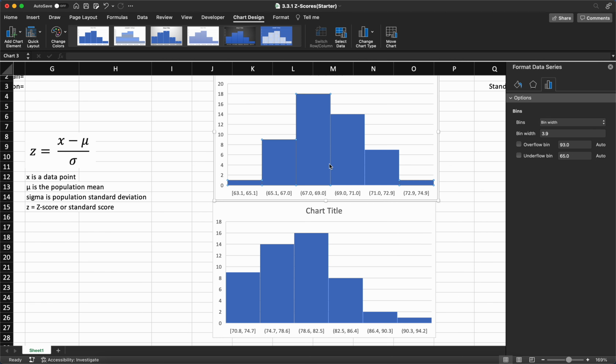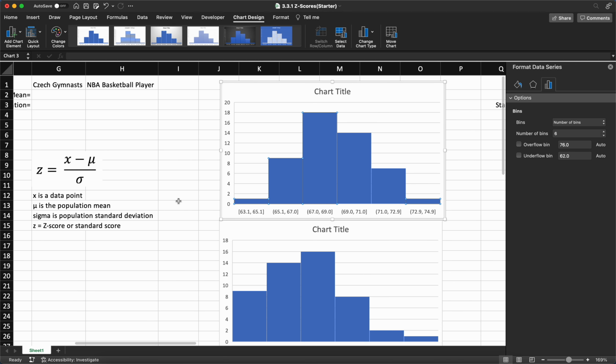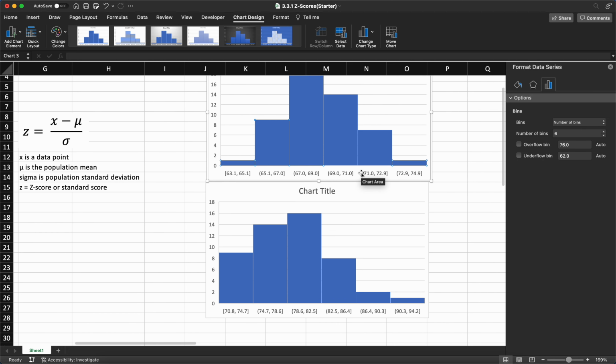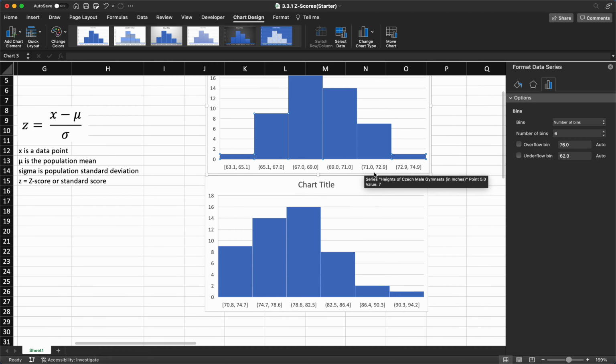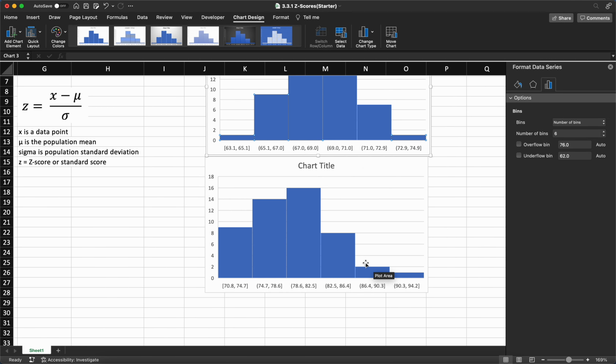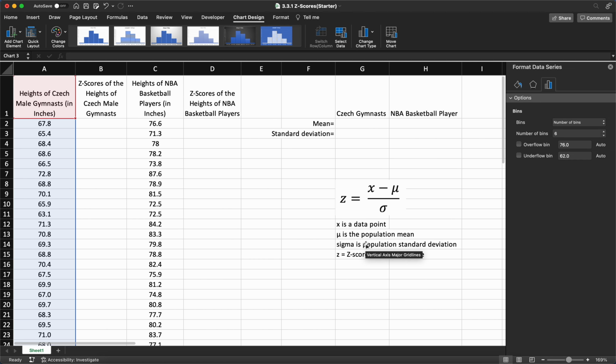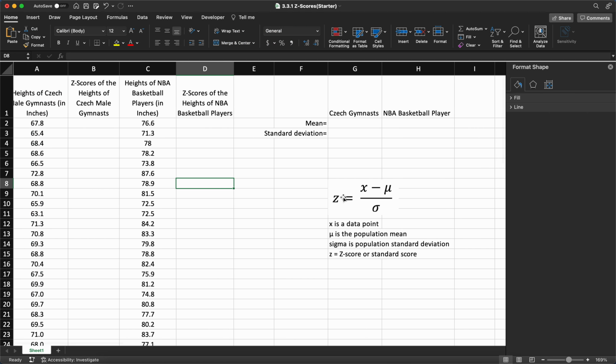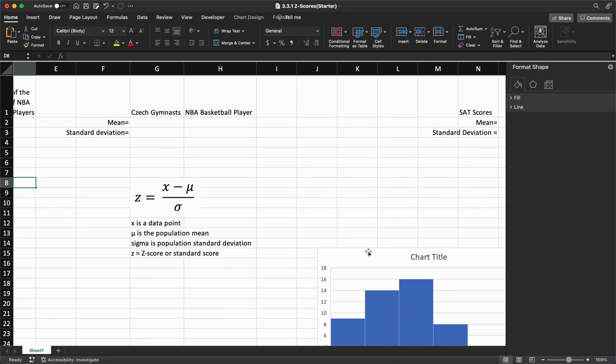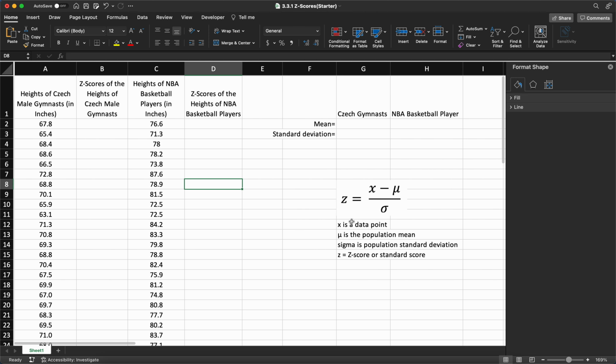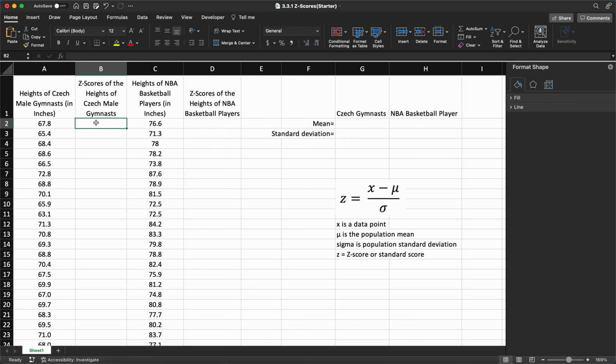All right. Looking at these data, it's hard to compare. Is the 71-inch Czech gymnast tall? He's taller than most of the other Czech gymnasts. That would compare to someone who's like 86.4 inches in this data set. So what we can do is turn both of these data sets into standardized scores. We're going to turn them into z-scores.